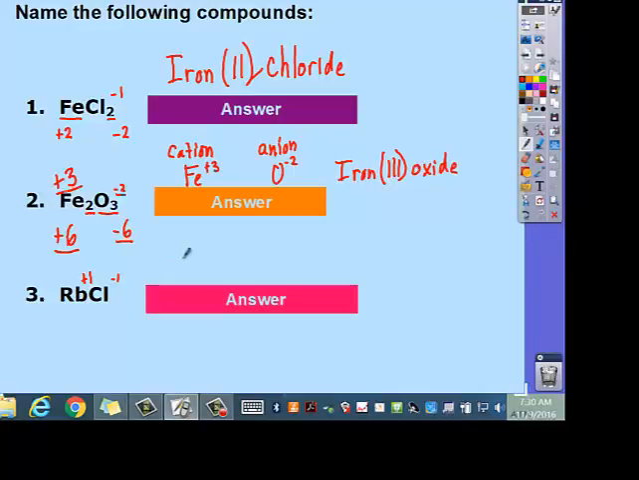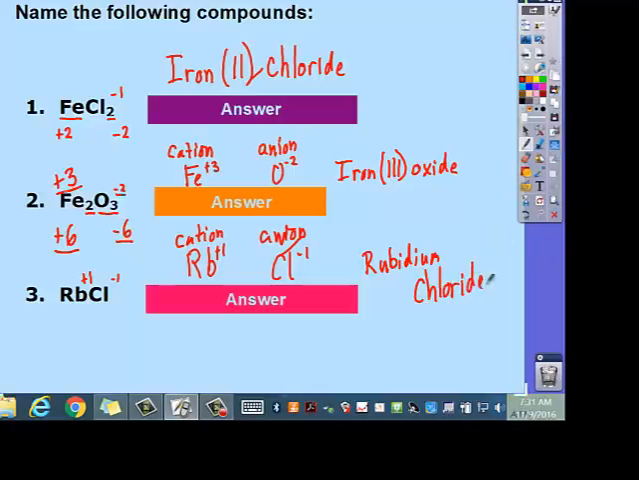So my cation is going to be rubidium, Rb +1. My anion is chlorine, Cl -1. The name: rubidium chlor, wait, did I spell that right? Yeah, ide. Still change it to ide.